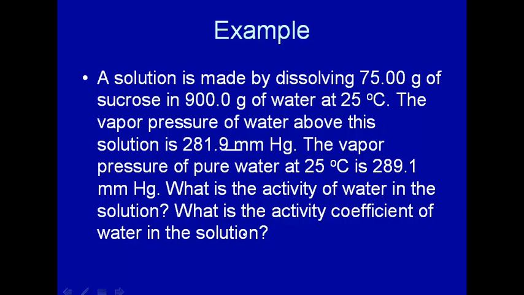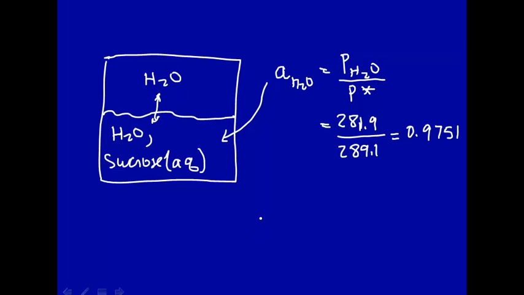What is the activity coefficient of water in the solution? That's a little more challenging, but we know that the activity of water in the solution will be the activity coefficient of water times the mole fraction of water in the solution. So we can figure out the mole fraction of water and compare the two. If gamma is 1 and they're the same, then the activity coefficient is equal to 1. If they're different, then the activity coefficient is not equal to 1.